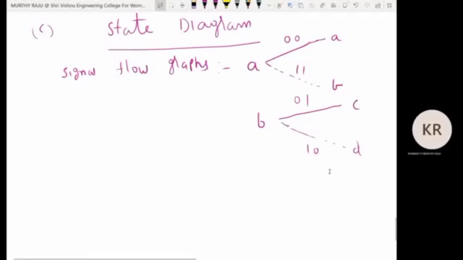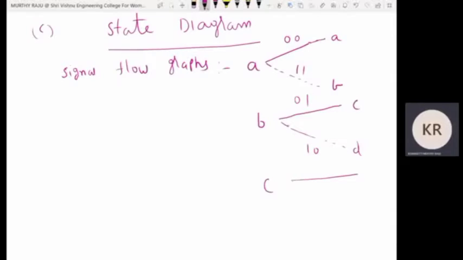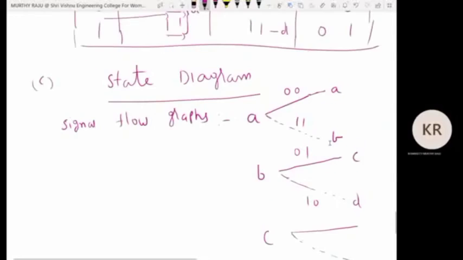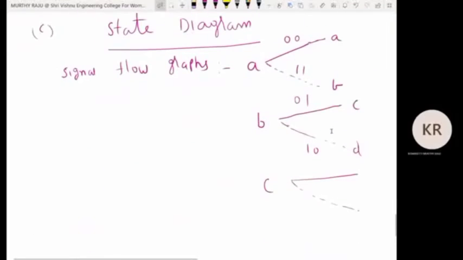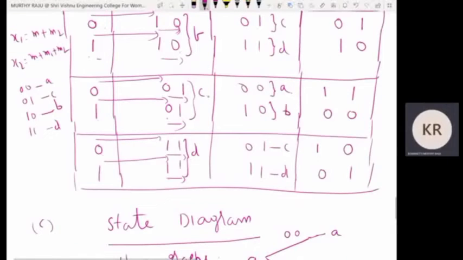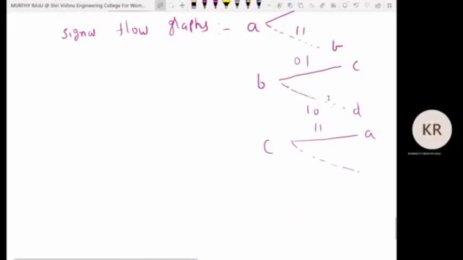Coming to C, again two possibilities are there. Input bit is 0, input bit is 1. C to A, output is 1 1. And C to B with output 0 0, and input is 1.